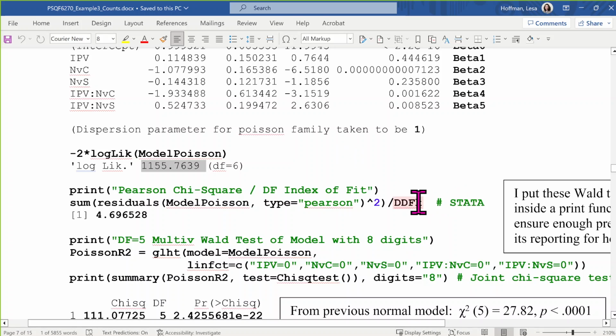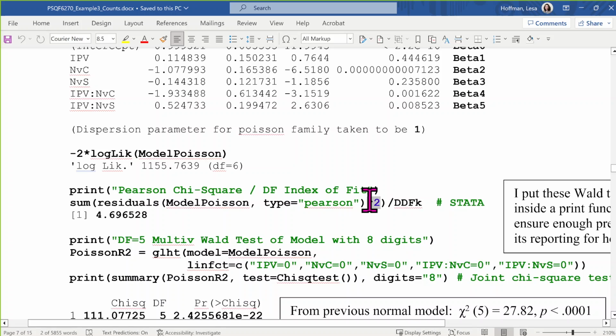And this command right here is how you make yourself a Pearson chi-square over degrees of freedom conditional fit index. What it is doing is going into the output object that we saved, which I called model Poisson. It is asking for the residuals from that model of the type Pearson. And so it has a built-in function that knows what the formula should be based on which type of generalized linear model you have.